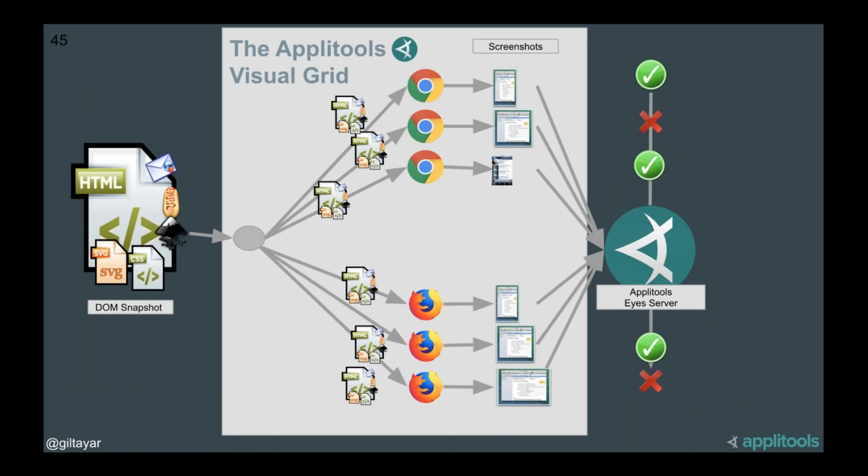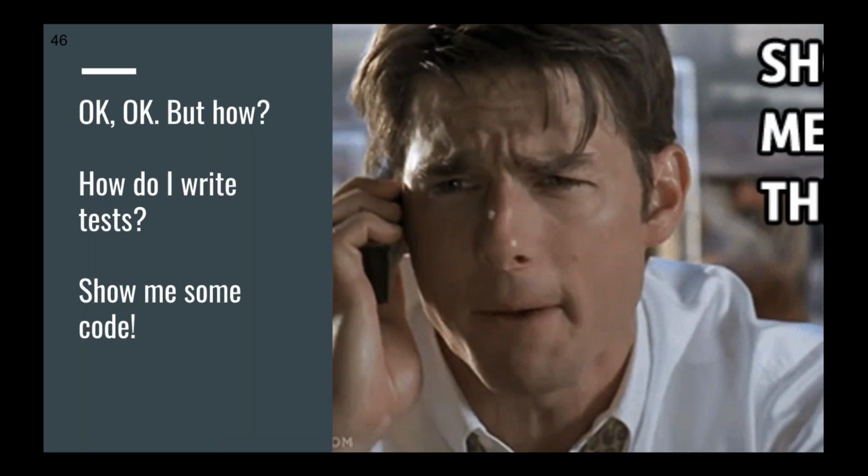The Applitools Visual Grid enables the Cypress plugin to take DOM snapshots, upload them to the Visual Grid, run the screenshots in parallel, and then send them over. Well, it's the same thing: work with the Applitools Eyes server to check the screenshots, whether they're okay or not. So this is the Applitools Visual Grid, and this is how Cypress uses it to make visual testing really, really, really fast, especially across browsers.